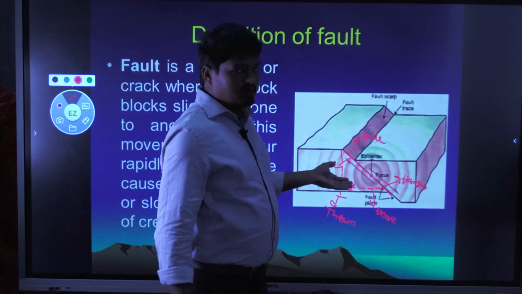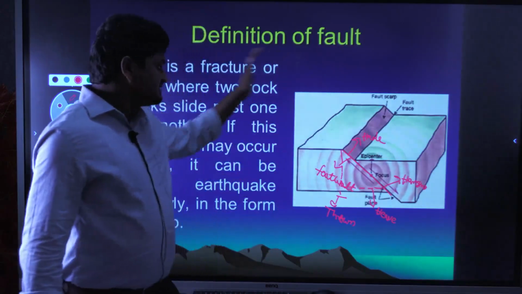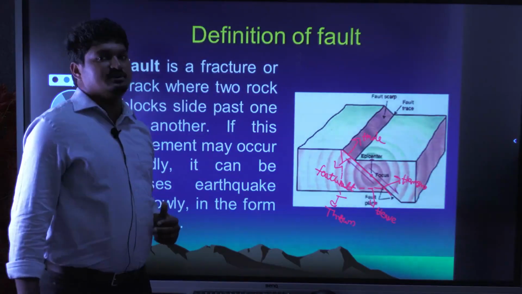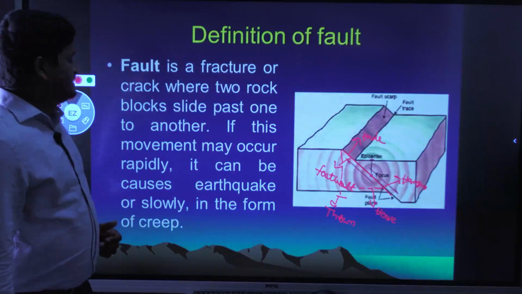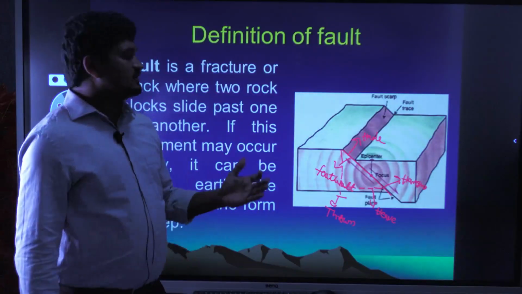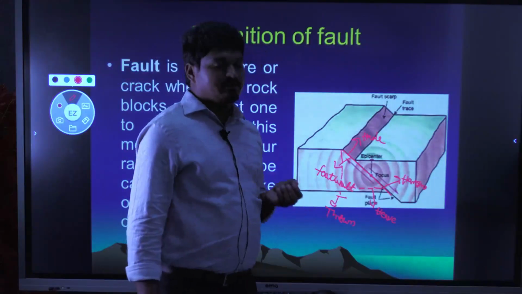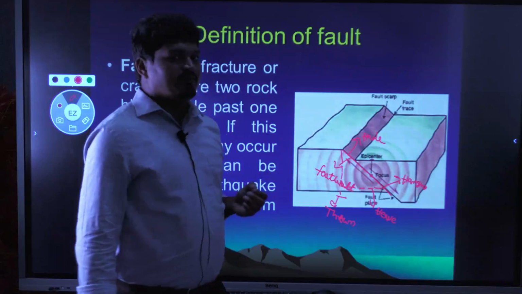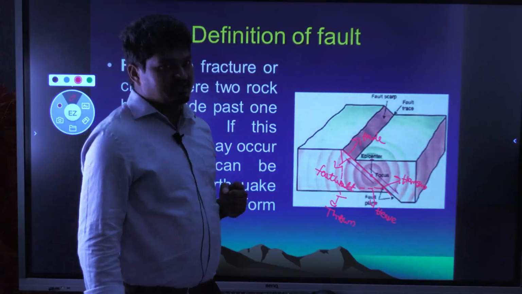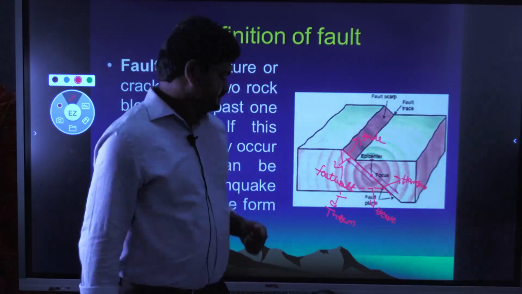So this background position we call the footwall, and this is the hanging wall. This is the general terminology of faults. Faults are any fractured zones or displacement of rock strata. If the fault is minor, we call it creep, and if the fault escalates majorly, it later develops into earthquakes.